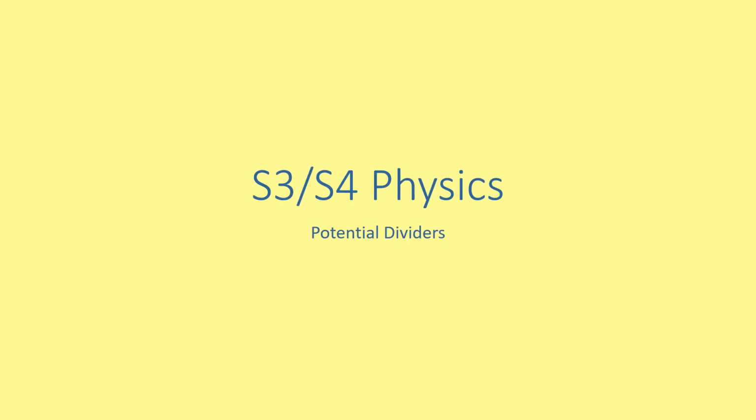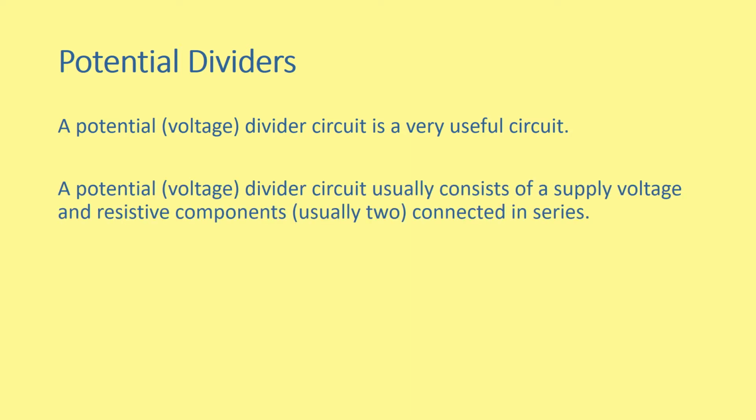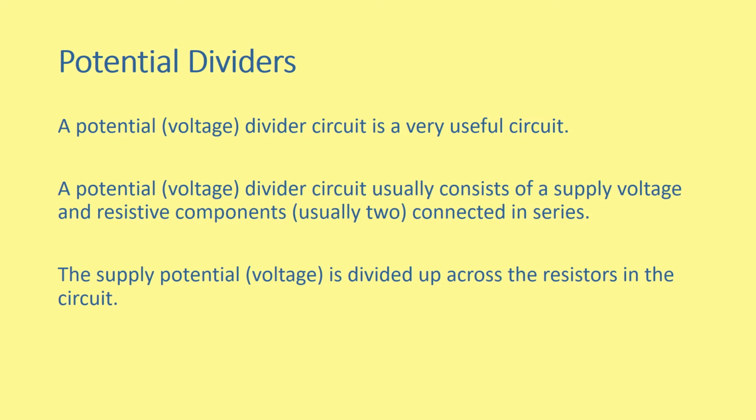S3, S4 Physics, potential dividers. A potential or voltage divider circuit is a very useful circuit. The circuit usually consists of a supply voltage and resistive components, usually two, connected in series. The supply potential or voltage is divided up across the resistors in the circuit.